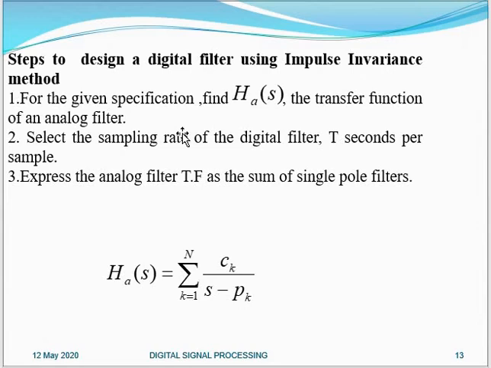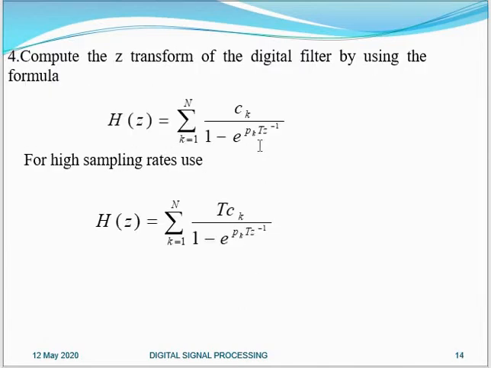Until and unless we are getting the poles of the analog filter, we can't plot those poles in the S domain and we can't get the Z domain poles. These analog filter poles are the S domain poles. Now we have to map them to the Z domain poles. Until we are getting the poles, how will we map to the Z domain? So we have to map it to the Z domain, and after that, whenever the Z domain poles are mapped, now we are getting the poles in the Z domain, we can go for the Z domain.